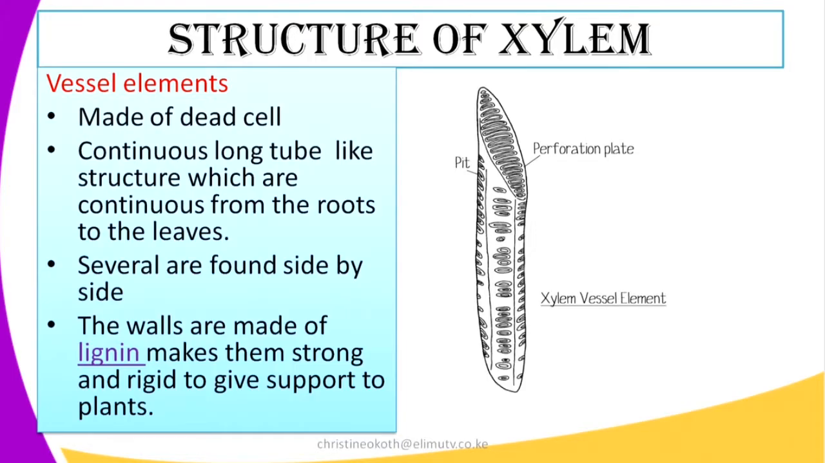So that is an illustration showing the xylem element. It has the pits and the perforated plates. Remember, we say the pits help in the passage of water. So that is the structure of a vessel element which is found in a xylem.